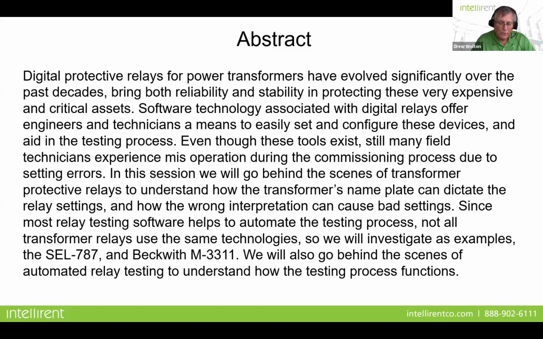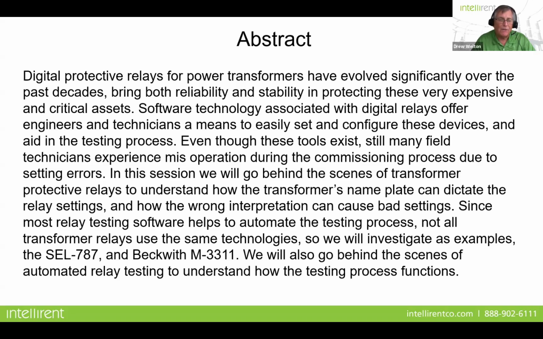So I'm going to use two examples, and these are fairly common in the industry, of digital relays for protection of transformers. One is the Schweitzer 787. It could be a 587 or different variations of the Schweitzer transformer relay, but this is a common one. And the other is a Beckwith M-3311, and I chose that one because I want to illustrate some of the differences that you're going to find between different manufacturers for protective relaying.